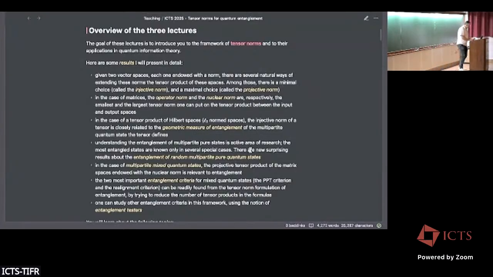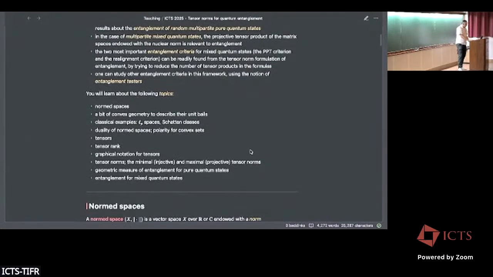Good, so these are some of the keywords which will appear. Today I will discuss a very basic theory of norm spaces in finite dimensions, some convex geometry, and then some examples. I will try to give as many examples as possible. The main examples today will be the Lp spaces, and the equivalent notion for matrices, the Schatten classes. Duality is very important in all this theory. Whenever you have some space or some norm, you should always consider the dual norm and the interplay between them. This is very important. And tomorrow we'll discuss tensors.